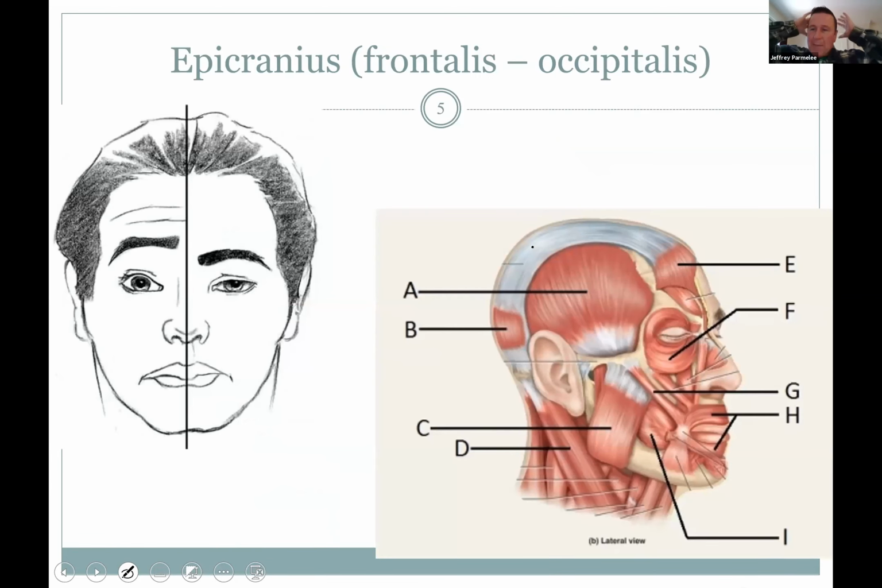So the first one, over the top of our head. You lift up your eyebrows, right? Like that, you see you wrinkle the forehead, this look of surprise. Well, the muscle you have here in front is called frontalis. How easy is that? It's your frontal bone. And then occipitalis, occipital bone. See, learning the skull bones comes in handy here.